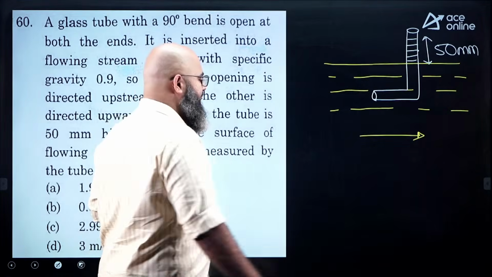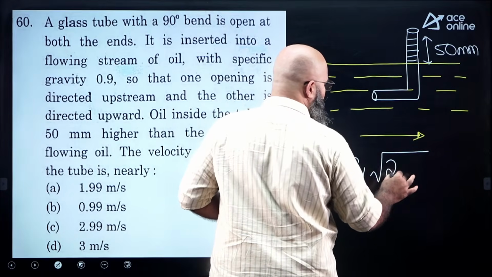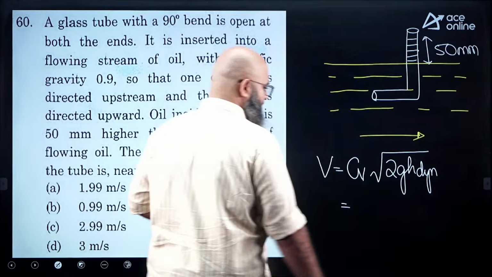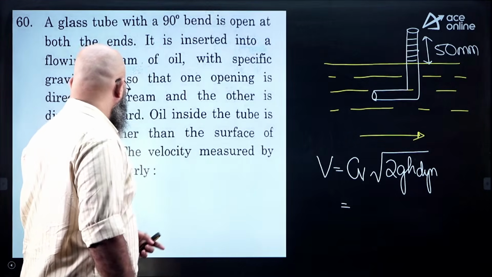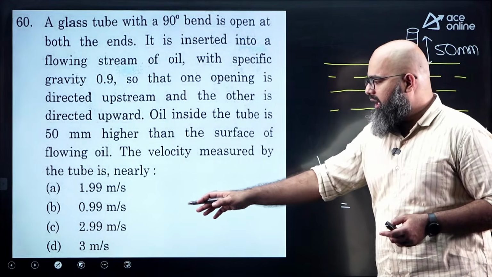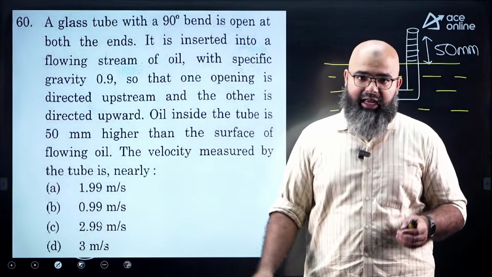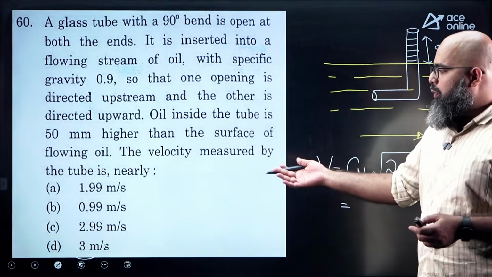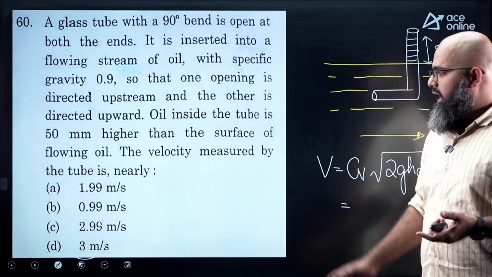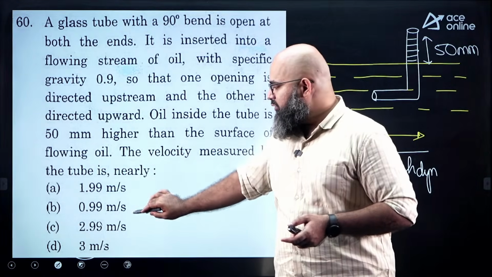If it is dynamic head, the velocity has to be equal to coefficient of velocity multiplied by root over of 2g into h dynamic. Now look at the options given over here. The options are 1.99, 0.99, 2.99 and 3. I guarantee these two can't be the answer, because if one of these two is the answer, I am not going to solve it. For 2.99 and 3, I have a tolerance of only 0.33%. I'll avoid solving the question then. So I understand the answer would be one of the other two.